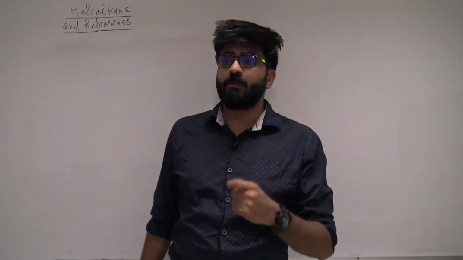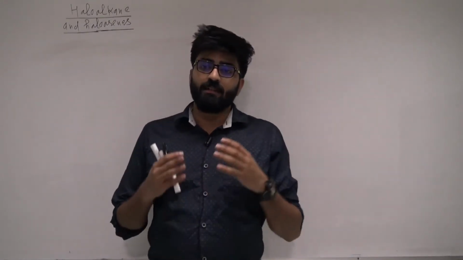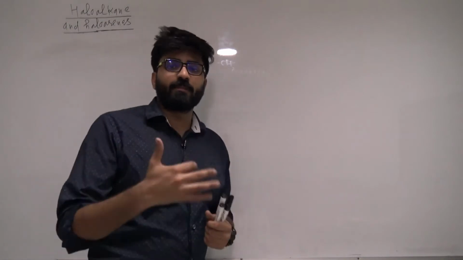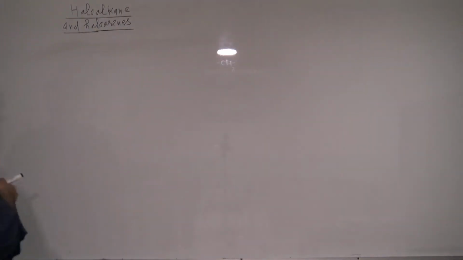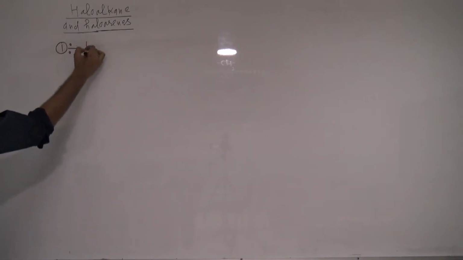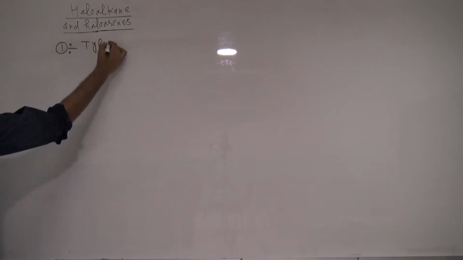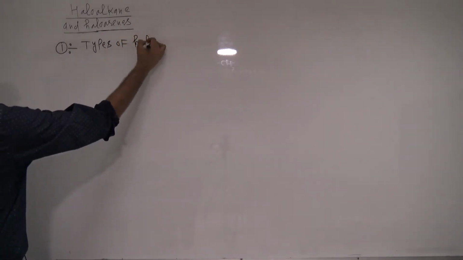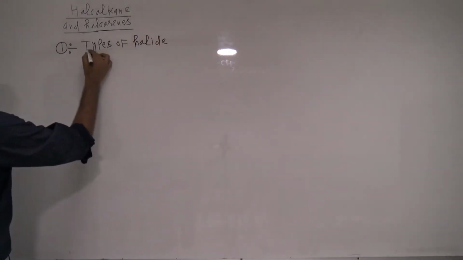So in this lecture number 1, I'm going to discuss the very basic fundas that are involved in haloalkanes and haloarenes, right? So let's start with the basic fundas. What are the basic fundas? The first funda that we are going to discuss is types of halide. First funda is types of halide.